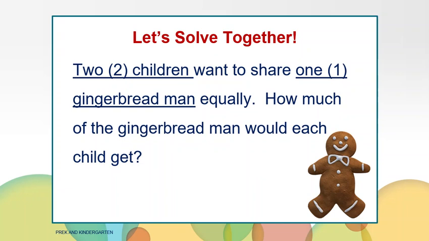The second sentence is a question. How much of the gingerbread man would each child get? So we are going to have to show by making a picture first and then showing how we can make it into 2 equal pieces. Let's try this.